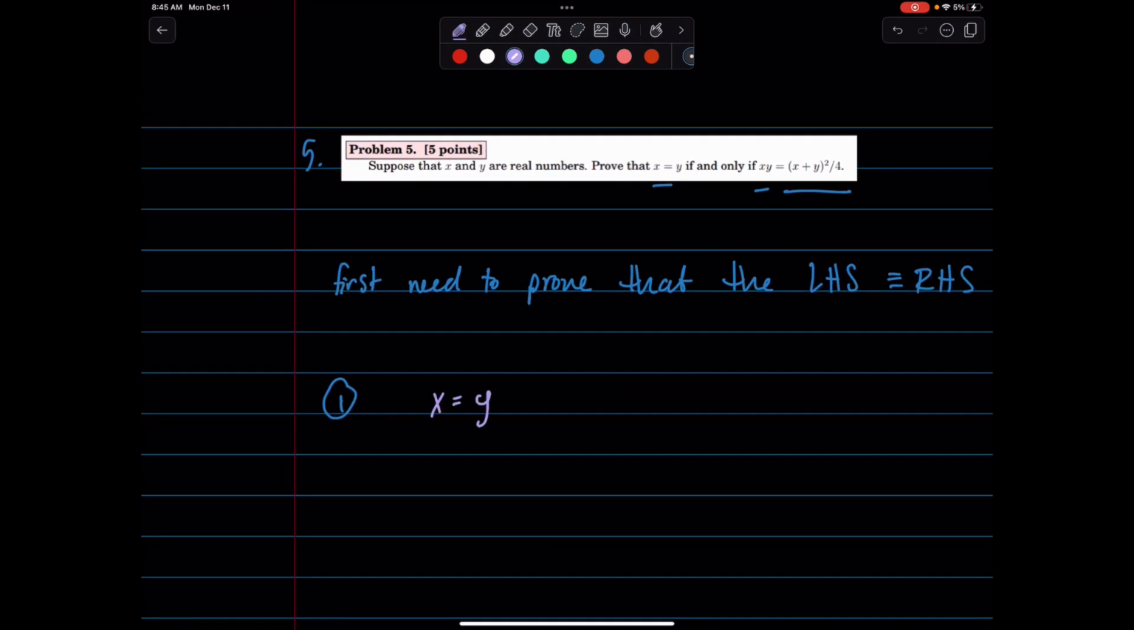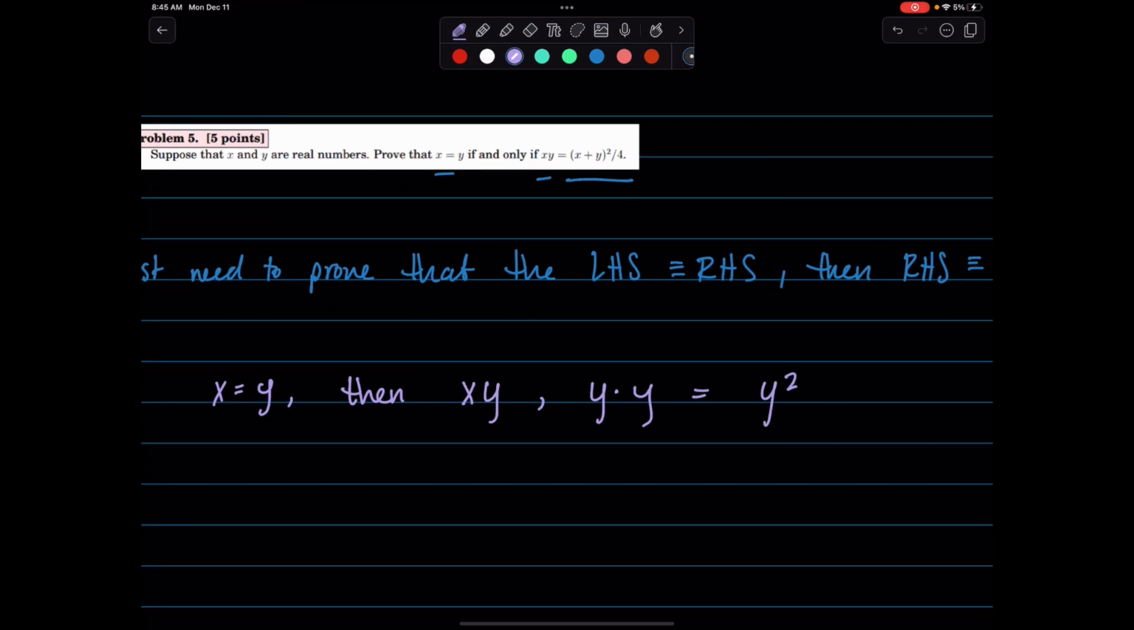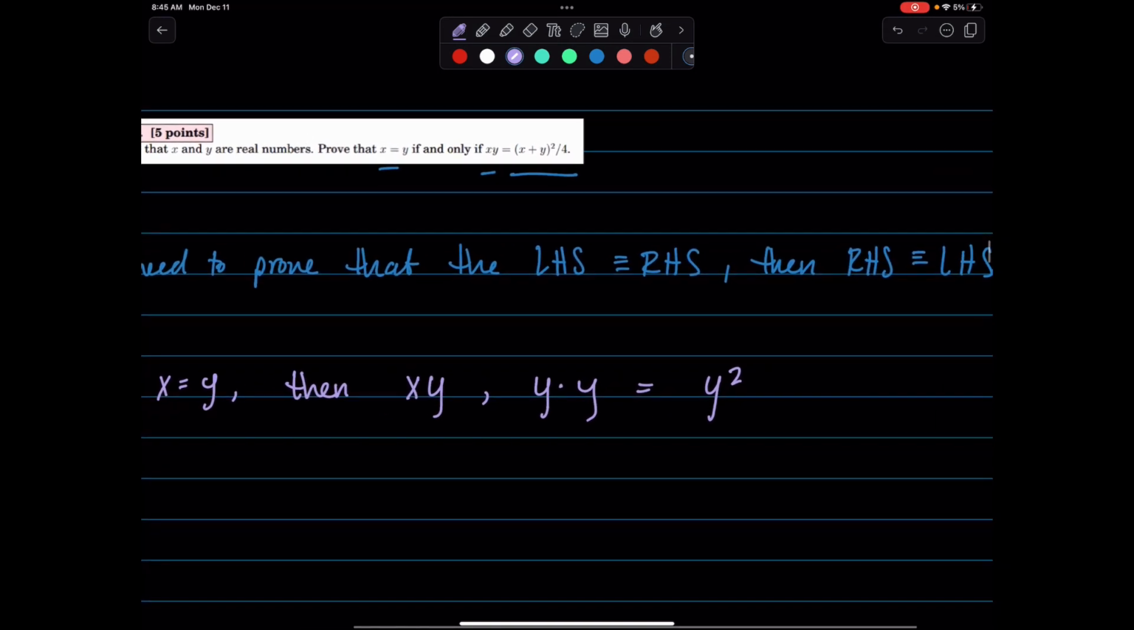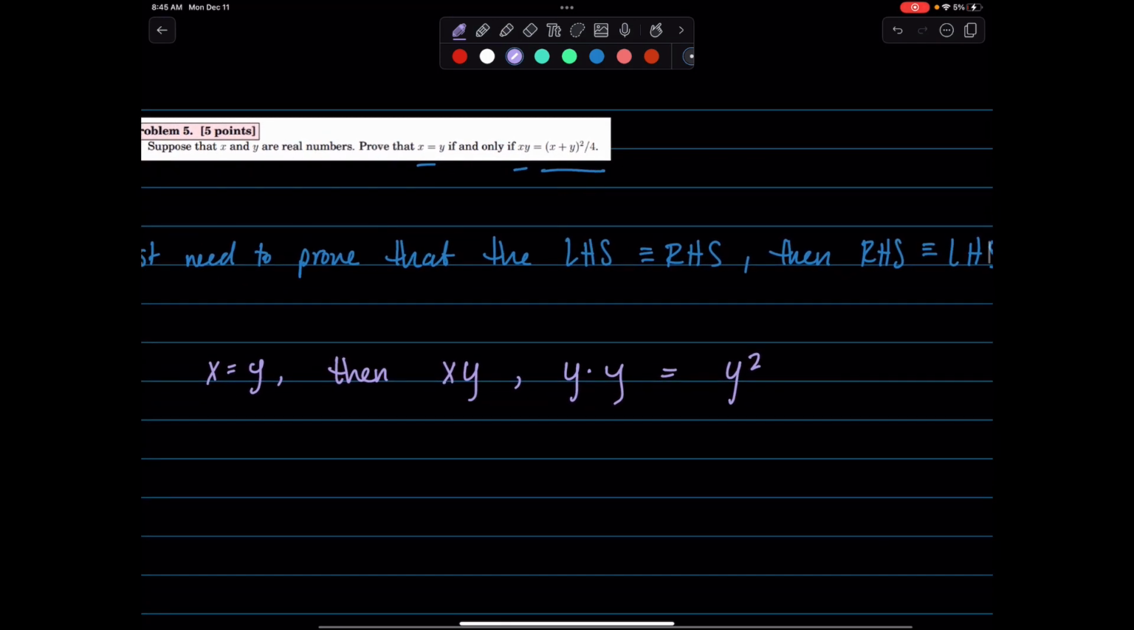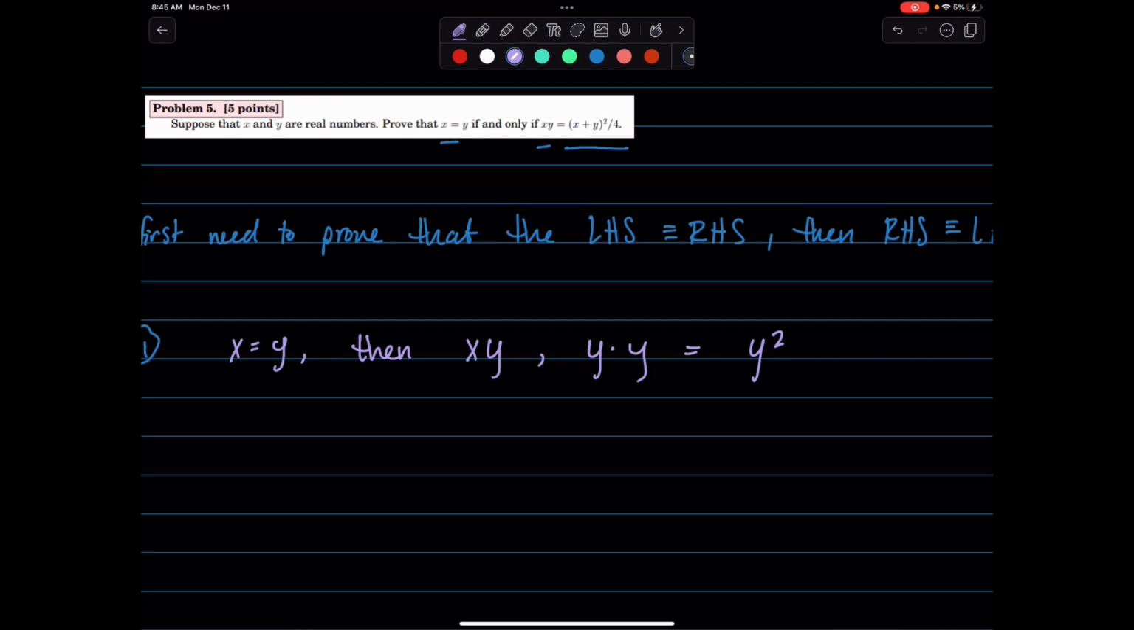If x equals y, then x times y would basically be y times y. This would be y squared, right? And then that's how it is here.